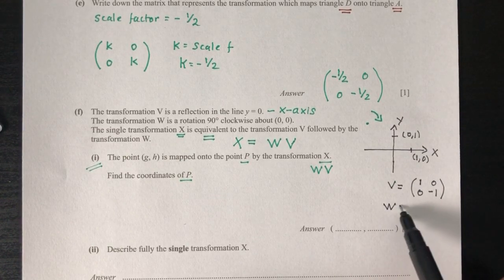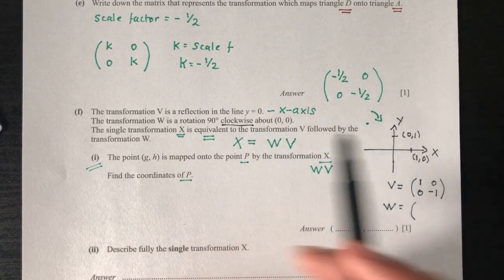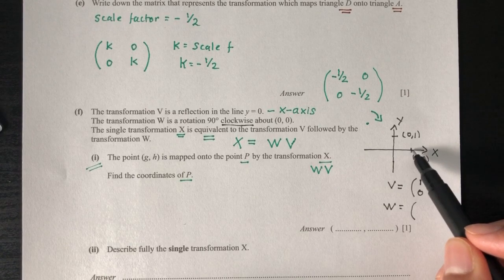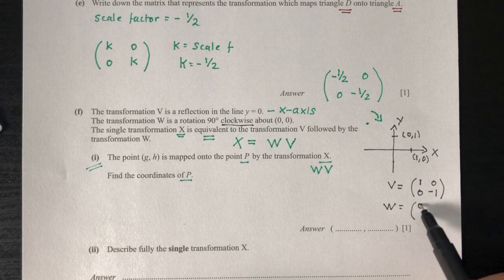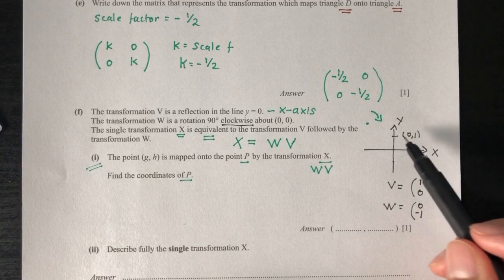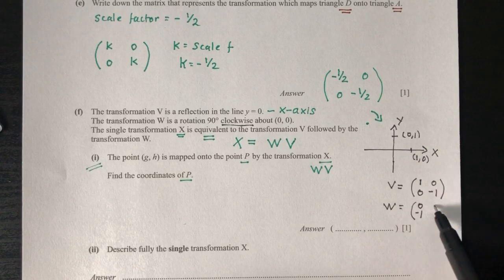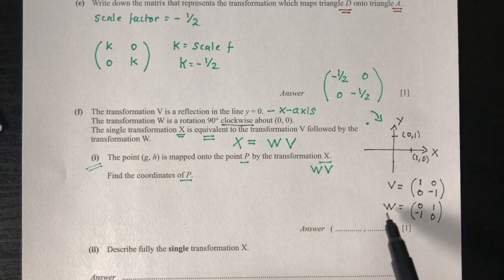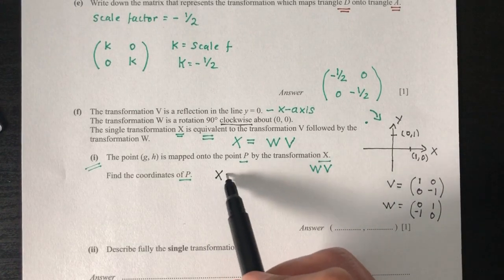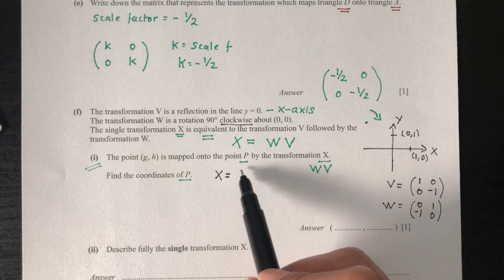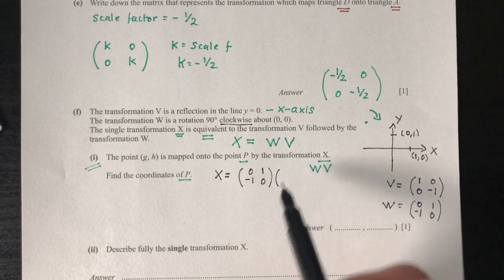Now how about W? W is a rotation 90 degrees clockwise. First you look at this point. Clockwise rotation, it will become this point, which is 0, minus 1. And then you look at this point. If you rotate 90 degrees clockwise, it will become this point. So that will be your matrix W. Now we have to find the matrix X. So what is X equal to? W times V. So W is 0, minus 1, 1, 0, times V, which is 1, 0, 0, minus 1.